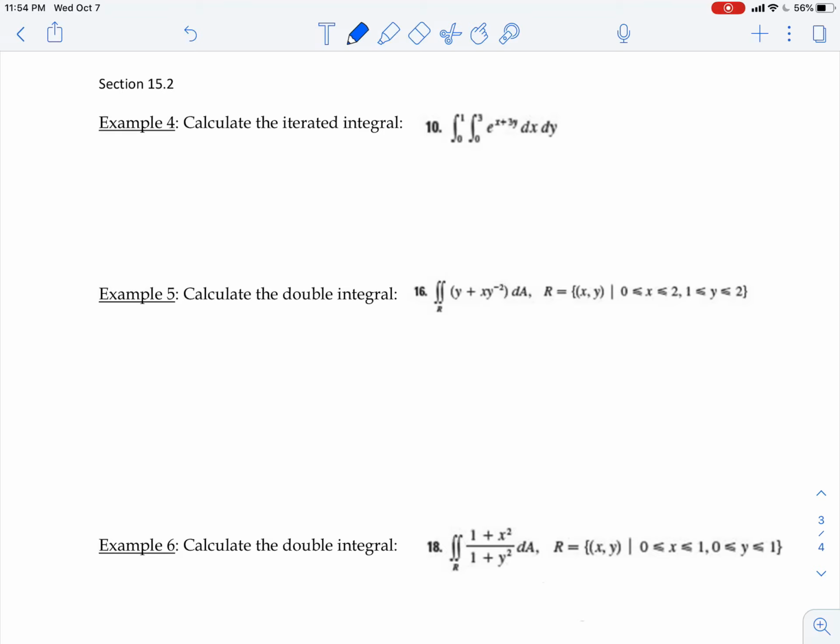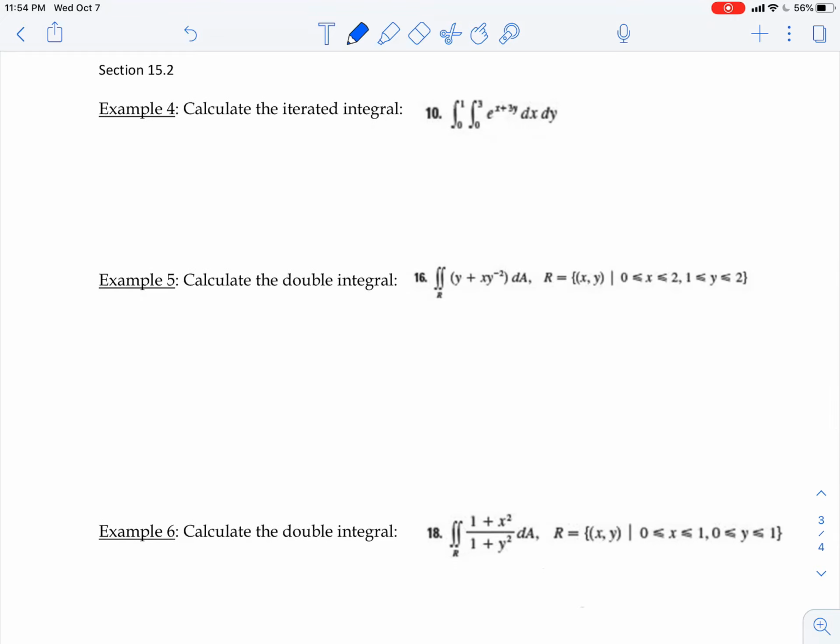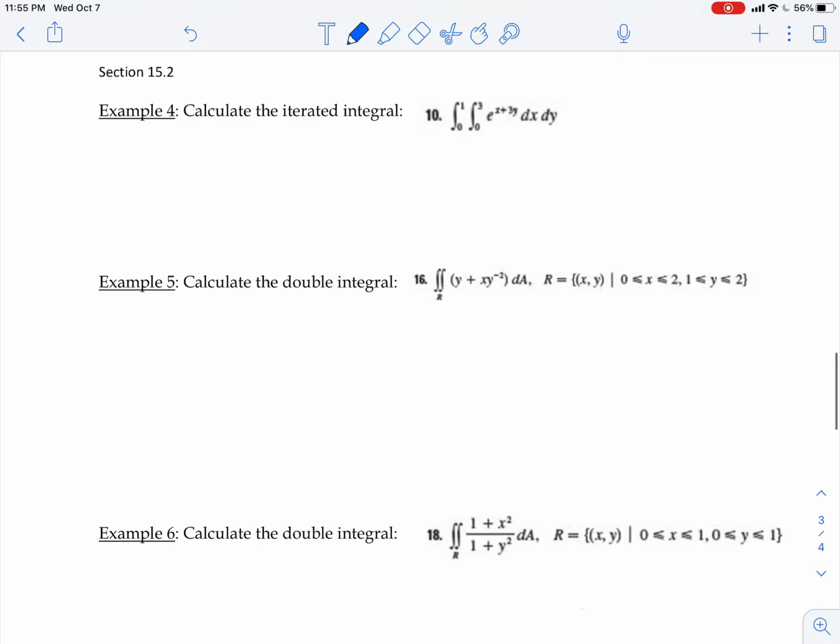But let's go ahead and look at section 15.2, page 3. And we're going to finish this up, and what we're going to do is calculate the iterated integral. So again, from 0 to 1, 0 to 3, e to the x plus 3y dx dy. Hopefully you notice that if you have addition in the exponent, your bases are multiplying. So e to the x plus 3y could really be written as e to the x times e to the 3y. So I can break this up into a product, so I can have two different integrals.